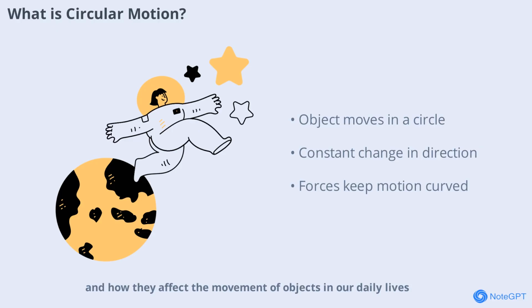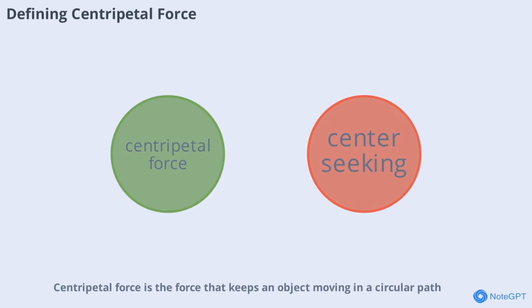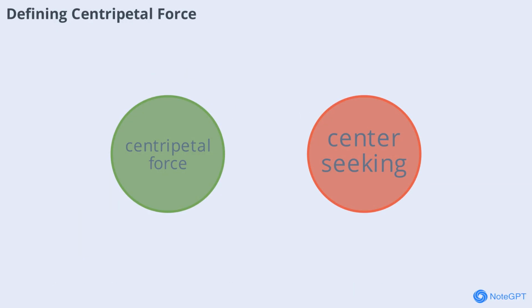Centripetal force is the force that keeps an object moving in a circular path. The word centripetal means center-seeking. This force always acts toward the center of the circle, pulling the object inward. For example, when you swing a ball on a string, the tension in the string provides the centripetal force that keeps the ball moving in a circle. Without this force, the object would fly off in a straight line due to inertia.